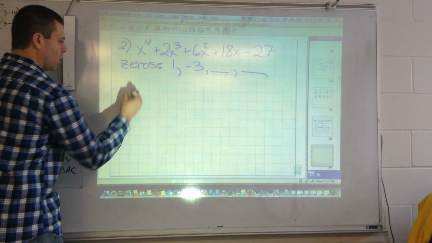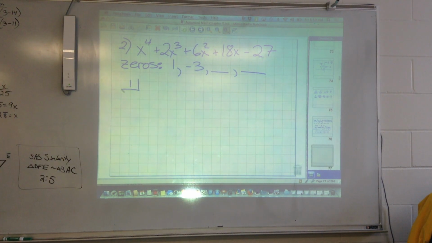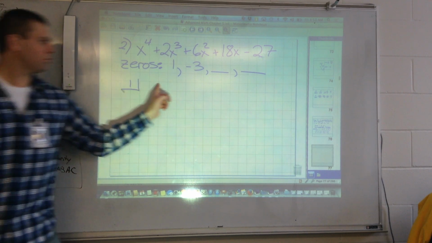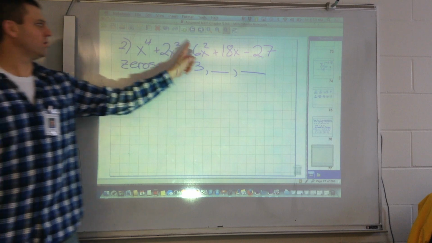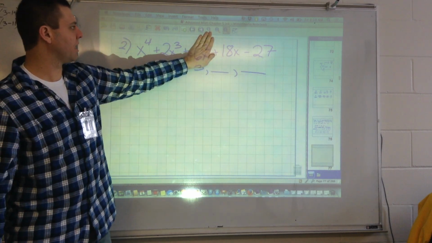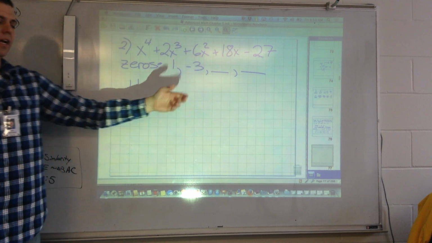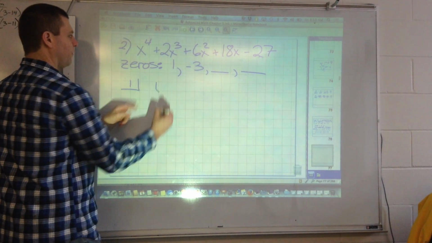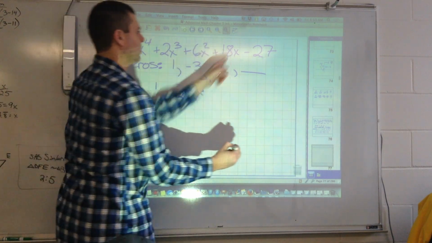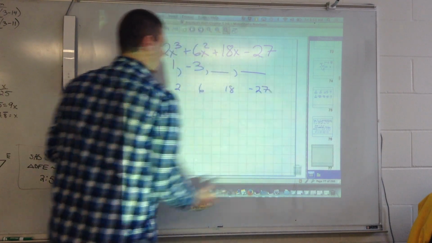Whatever the 0 is, you put that number right here in the upper left-hand corner. I always said put it in the box. So 1 is a 0, I put it in the box. Then out to the right of the box, I write all the coefficients out. And if they ever skip a term, like let's say there wasn't an x squared in this polynomial, make sure you put a 0 as a placeholder. So there's 1x to the 4th, 2x to the 3rd, 6x squared, 18x's, and negative 27 is my constant.